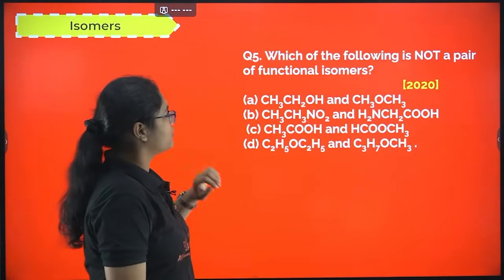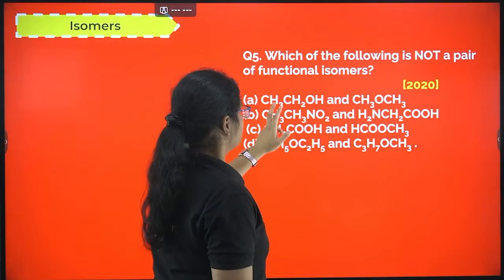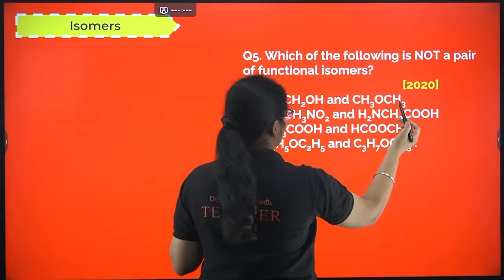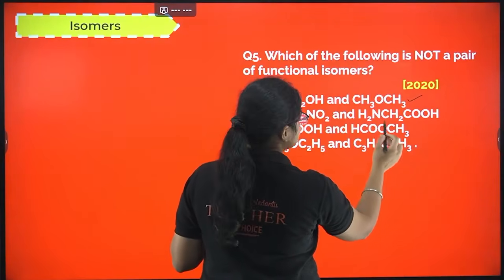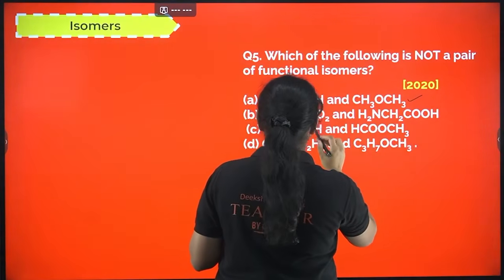Next, which of the following is not a pair of functional isomers? So we have here alcohol and ether. This is a functional isomer. NO2 and NH2 and COOH. Okay, let us see this one.